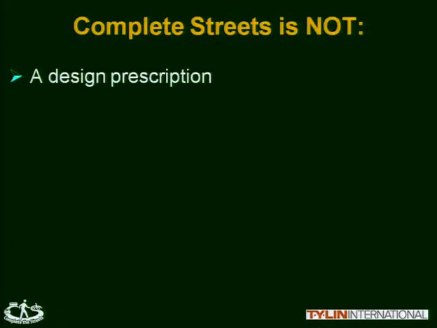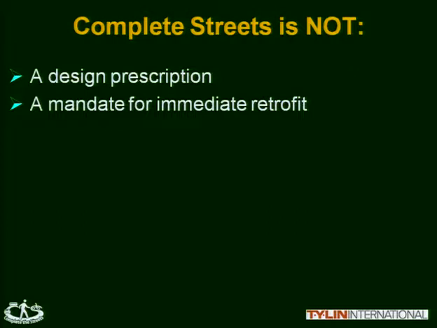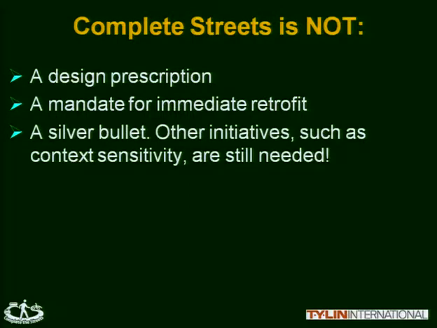Complete street is not a design prescription. There are lots of different kinds of design of complete streets. There's no one thing. Say, this street isn't complete, this one isn't. It's not a mandate to go out and immediately retrofit all our streets. And it is not a silver bullet. There isn't just one thing. We still need context sensitivity. We still need outreach to people. We still need a lot of things. It incorporates all of these things.